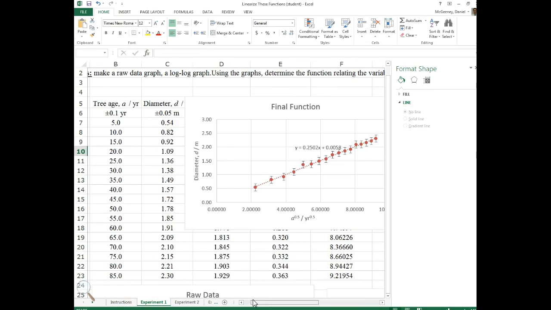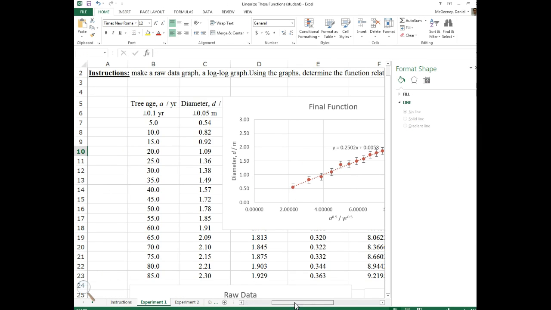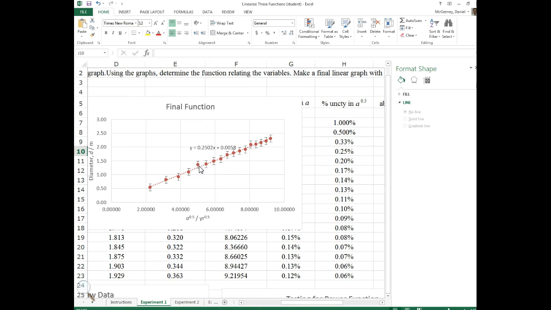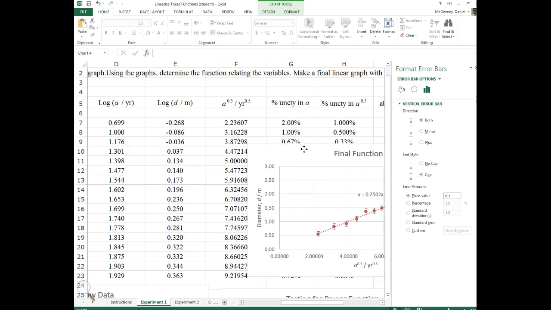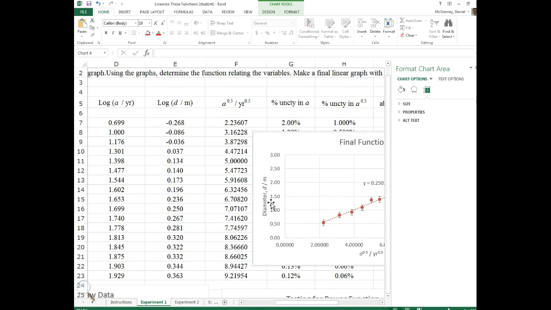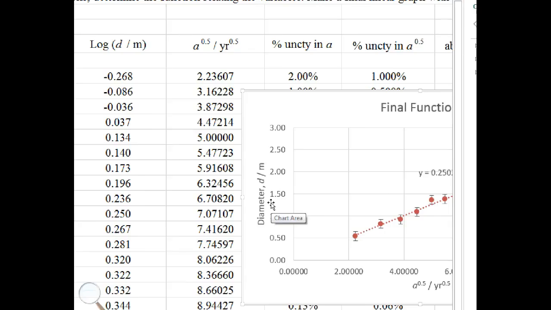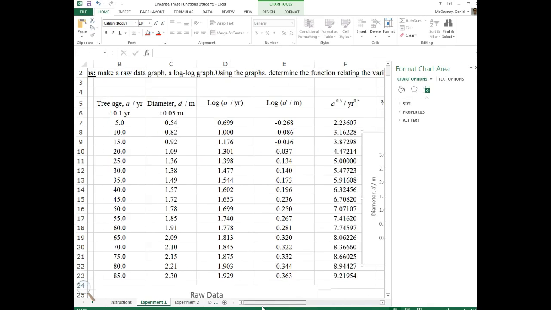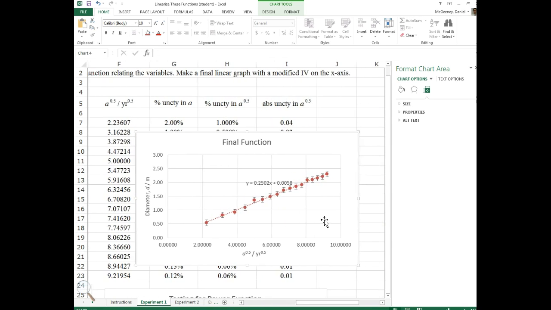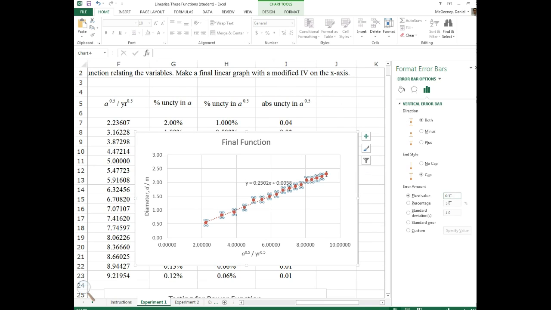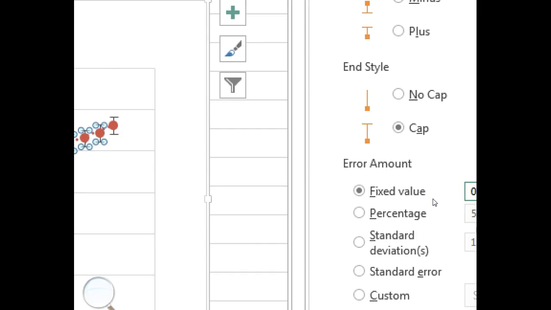And now it's added horizontal error bars to this graph here. Now it turns out they're too small to see. For my vertical error bars, again, it's a fixed value: the uncertainty in what's on my y-axis. My y-axis is diameter, so let me look at diameter. Oh yeah, the uncertainty is plus or minus 0.5. So let me just make those vertical error bars plus or minus a fixed value of 0.5, like this.